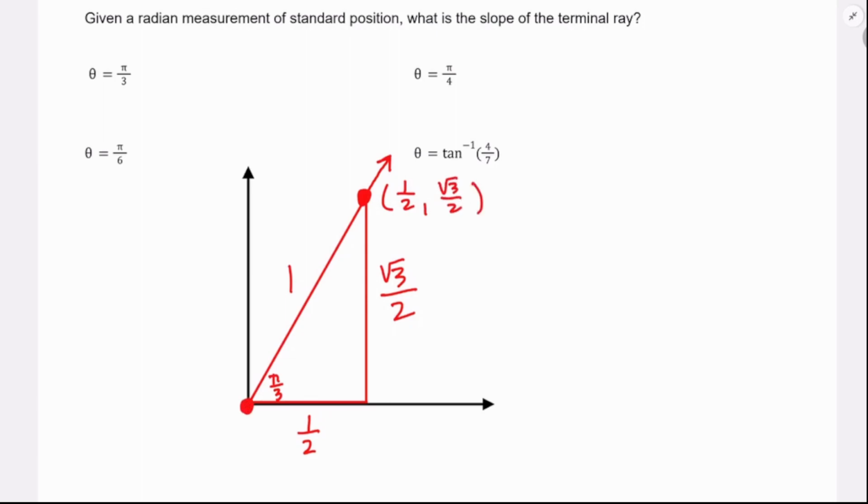This ray also goes through the origin, which is the point 0, 0. So you could use the slope formula, y2 minus y1 over x2 minus x1, or you could just look at it kind of like how you did in Algebra 1, where it's rise over run. You even drew these triangles sometimes. So it's going to be root 3 over 2 divided by 1/2. But that's familiar. That's also the same as the tangent of pi over 3.